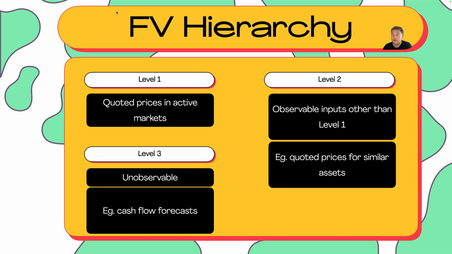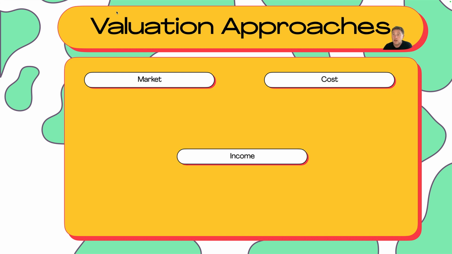Level 1, level 2, level 3. They're the sorts of inputs into the fair values. And you obviously go level 1 first, level 2 second, level 3 third. There's also different valuation approaches. We've said market is the best, but there's cost and there's income.